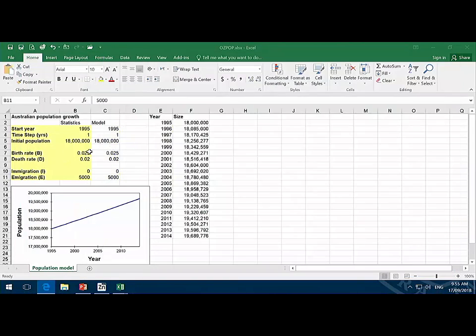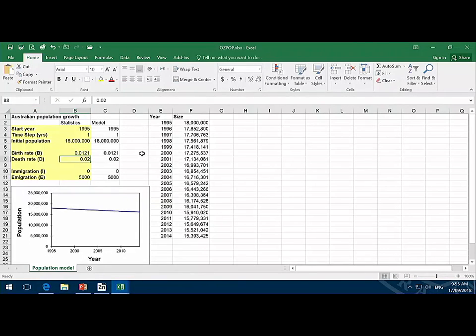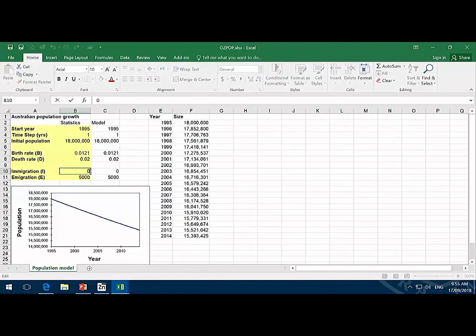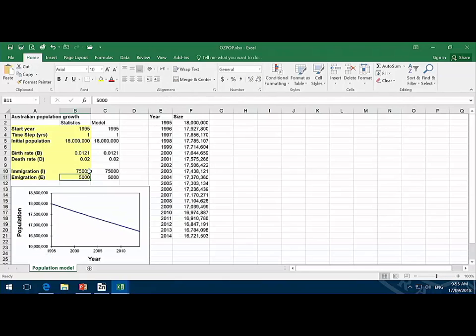So let's change that birth rate to be more accurate. Right, so 12.1 per 1,000. Now you can see we're actually decreasing in population. Yeah, well, it's pretty obvious. If the birth rate is smaller than the death rate, then that's right. Maybe we need to put back that immigration, 75,000. Okay, still not enough, actually.